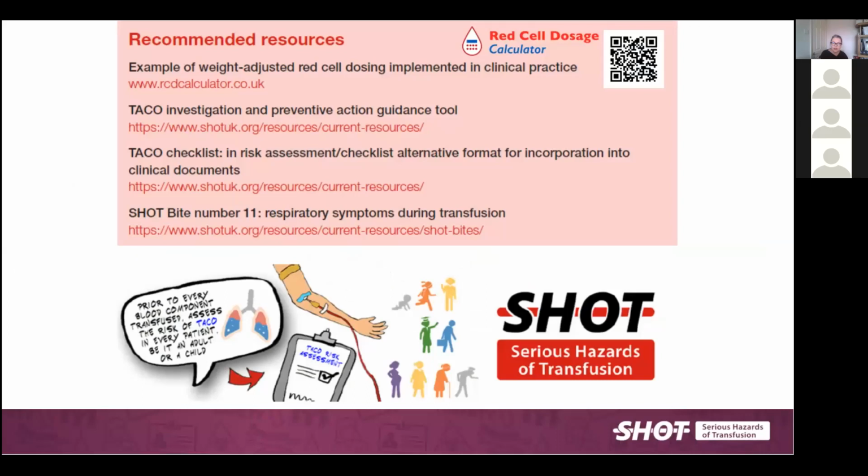Okay, and I just wanted to point out some recommended resources there. So you can find more information about the weight-adjusted red cell dosing there, and the investigation and preventive action guidance tool that I just went through on the previous couple of slides. The TACO checklist can also be found on the SHOT website, and there is also an algorithm, SHOT Bite number 11, which helps differentiate between the different pulmonary complications.